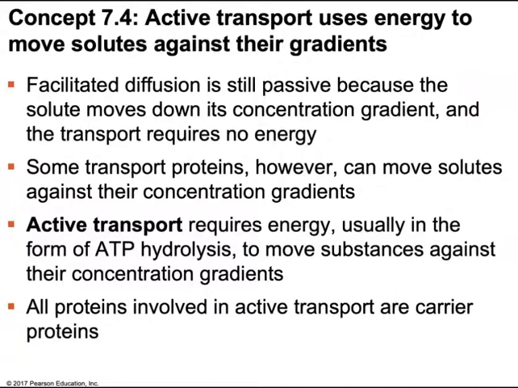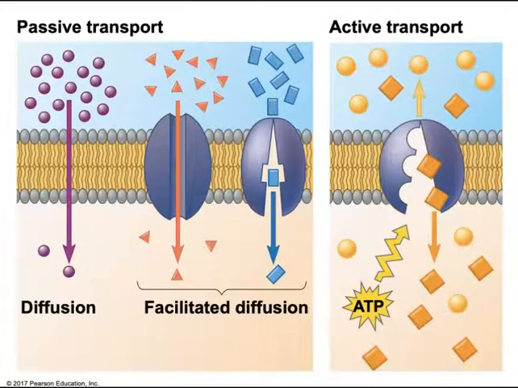So now you've been introduced to all three types of passive transport: simple diffusion across the plasma membrane, facilitated diffusion with a channel protein, and facilitated diffusion with a carrier protein. Passive transport means no energy is used by the cell to transport these molecules. The molecules simply move down their concentration gradients.